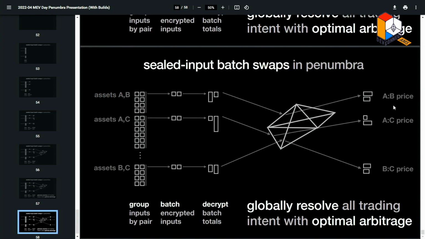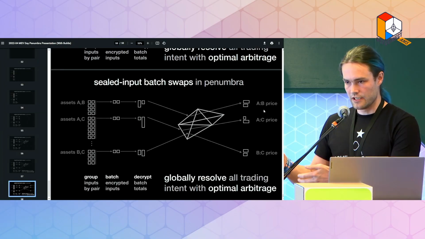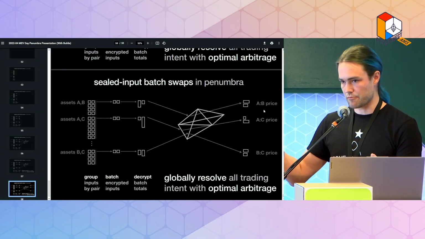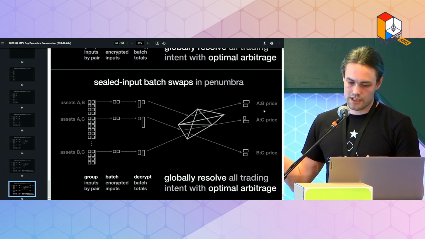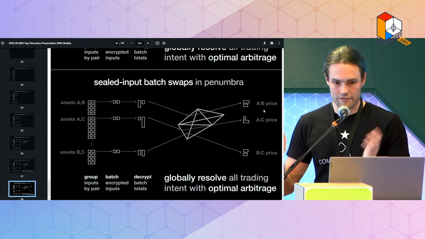And the result is that then you compute all your clearing prices, and everybody who had submitted their swaps can mint the output assets of whatever type they have. So that's basically the design. Happy to have any questions.